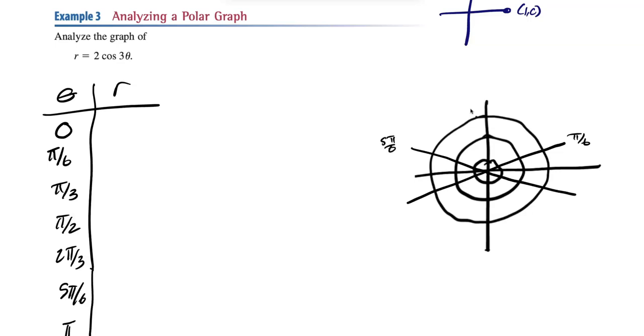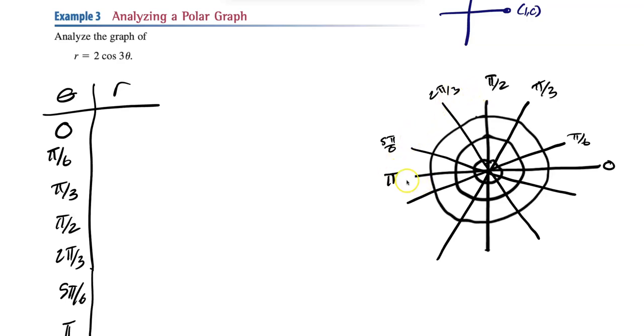Pi over 2 is a little higher, something like that. That's pi over 3, I should say. And then same thing over here. That would be 2 pi over 3. Right, so this is 0 and pi. So that's 0, pi. We have pi over 6, pi over 3, pi over 2, 5 pi over 6, pi. If we did pi over 4, it would be in the middle.